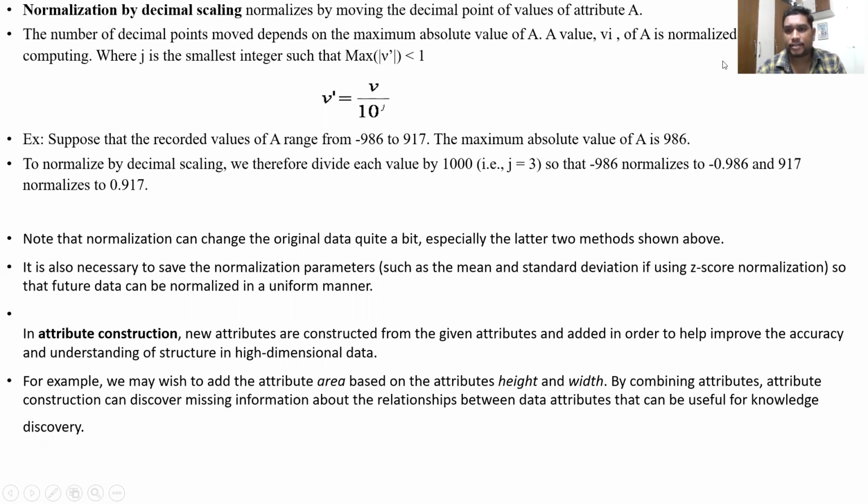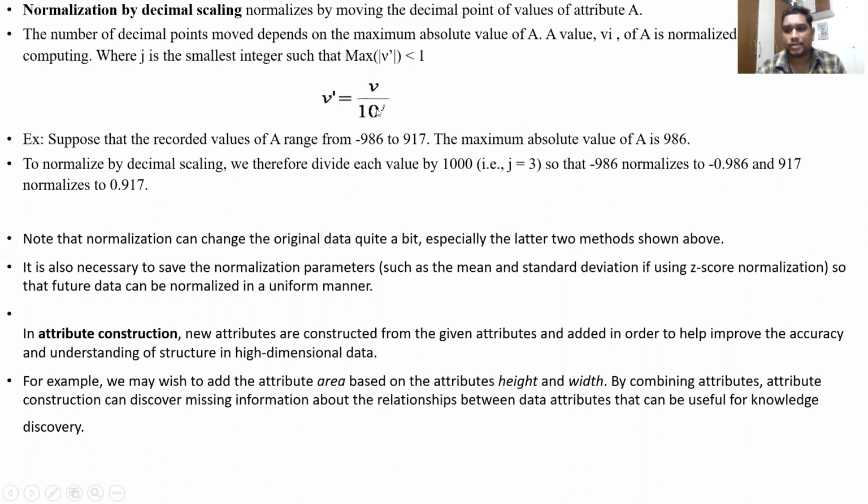For example, V is normalized to V dash by computing V by 10 power j, where j is the smallest integer such that the result is less than 1. Suppose the recorded values of A range from minus 986 to 917. We assume the values have 3 digits, so j equals 3. Minus 986 by 10 power 3, that is 1000, gives minus 0.986, and 917 by 10 cubed gives 0.917.